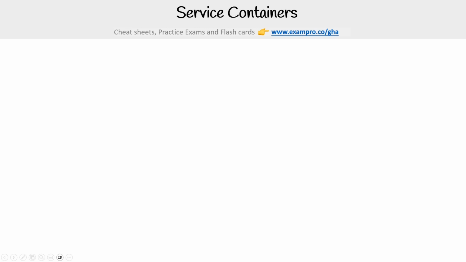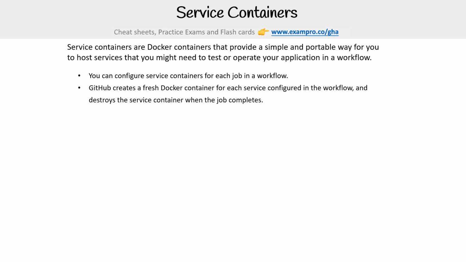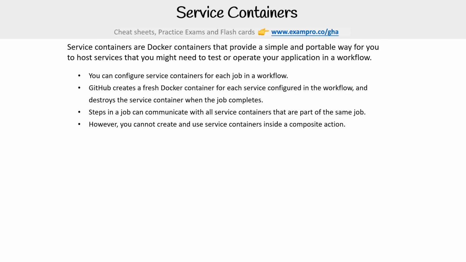Hey, this is Andrew Brown, and we're taking a look at service containers. So service containers are Docker containers that provide a simple and portable way for you to host services that you might need to test or operate your applications in a workflow. You can configure service containers for each job in a workflow. GitHub creates a fresh Docker container for each service configured in the workflow and destroys the service container when the job completes. Steps in a job can communicate with all service containers that are part of the same job.